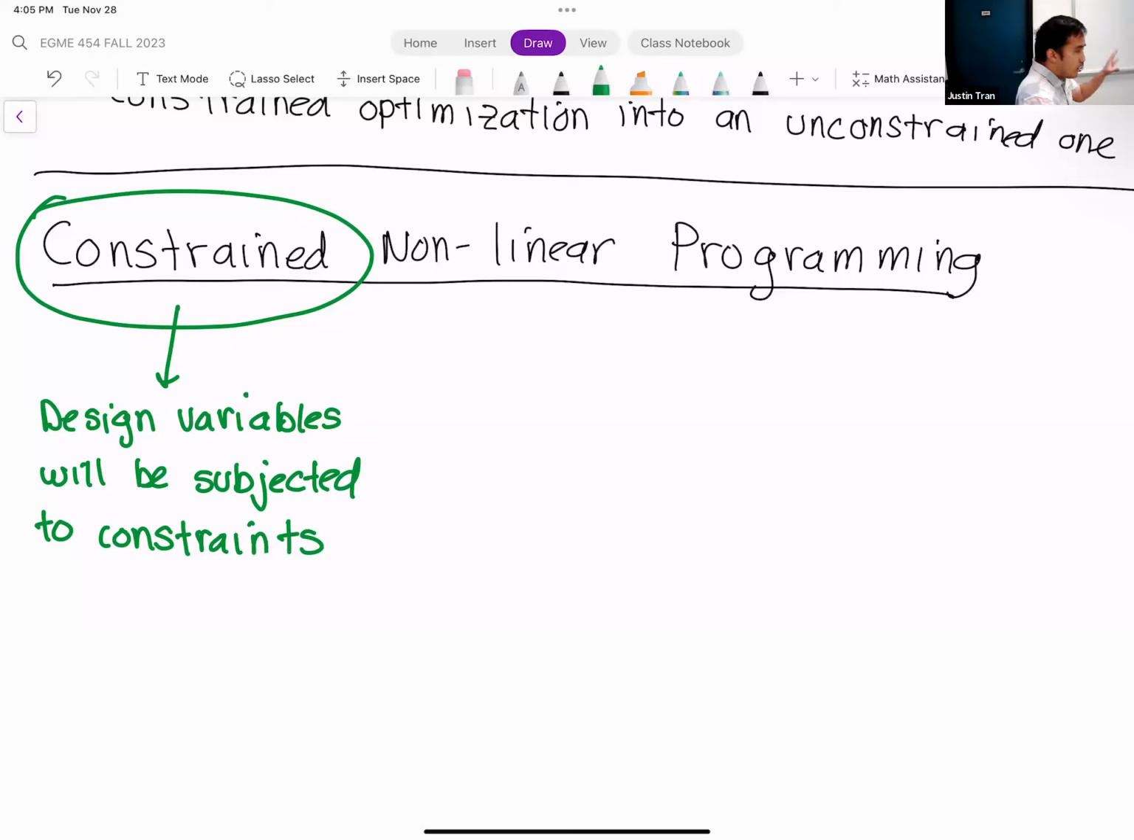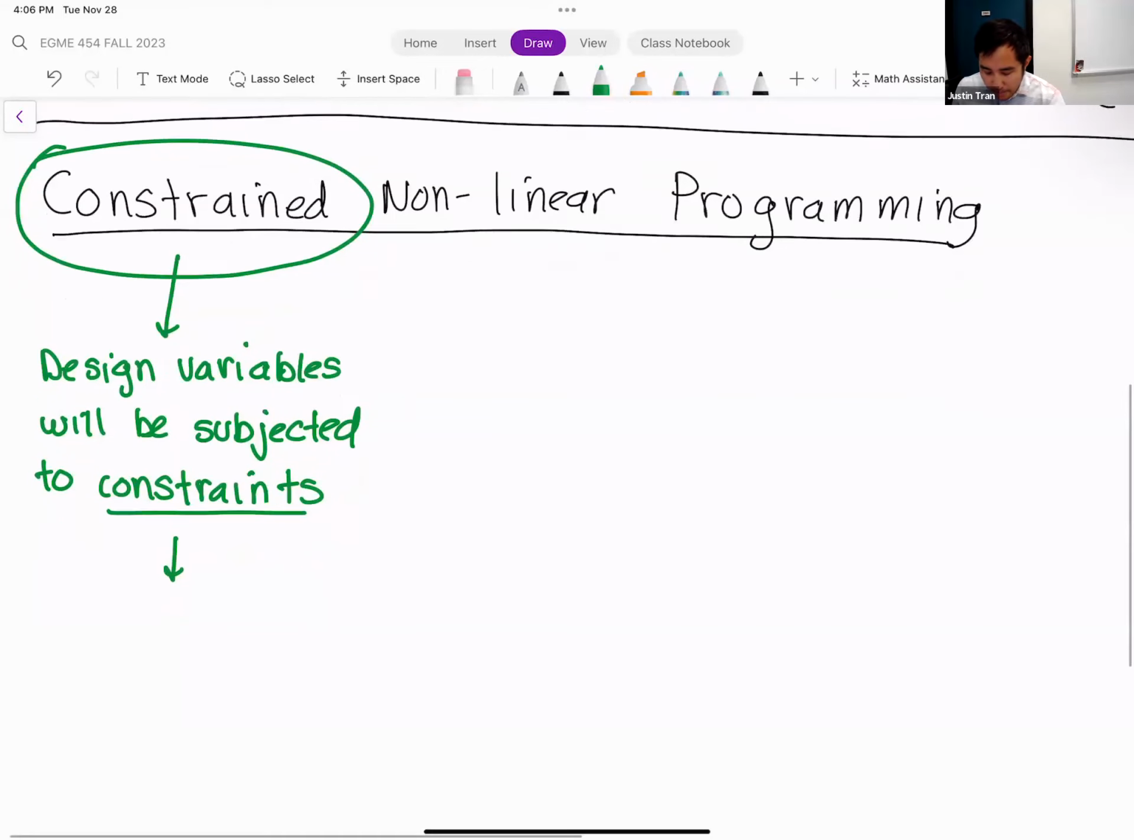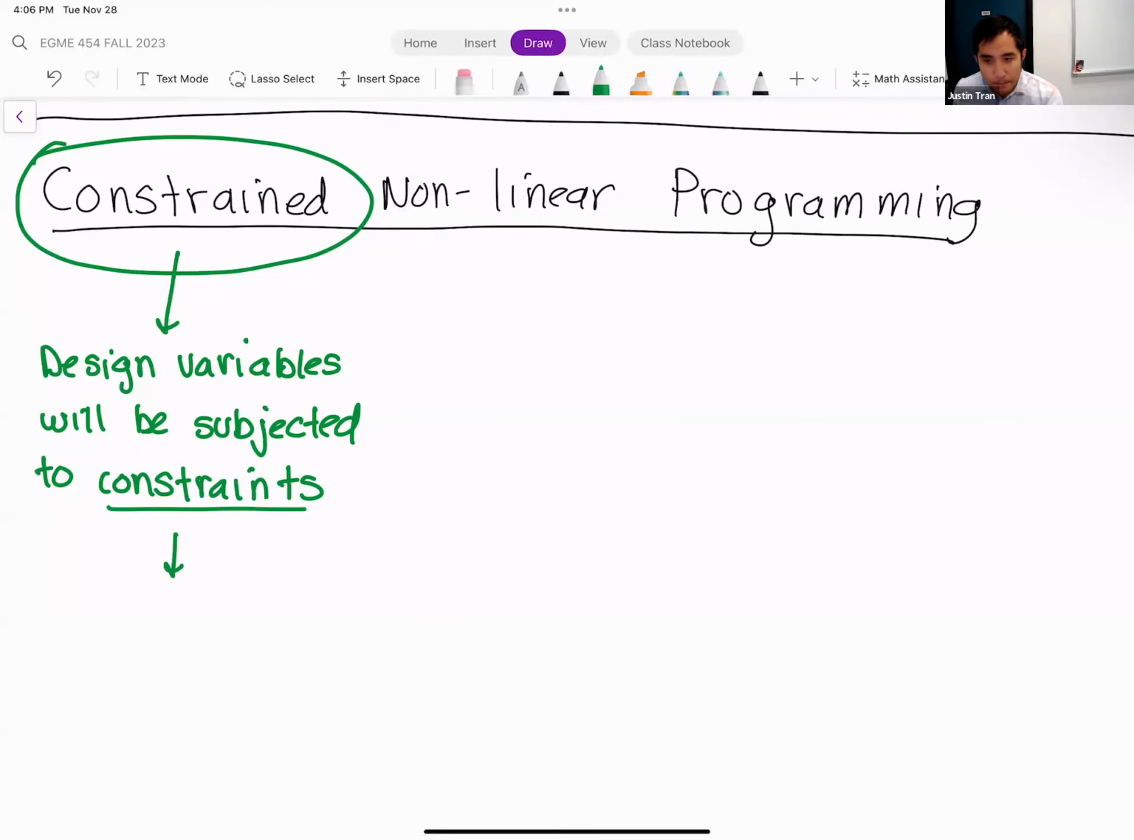We ignored constraints for a while because we were learning about nonlinear programming, but now it's time to bring it back. Constraints are very common, and a lot of times you're going to have constraints in your practical optimization problems. Your final project has a lot of constraints that you need to follow. Just to refresh your memory, a constraint is a mathematical equation that must be satisfied by your optimal solution.